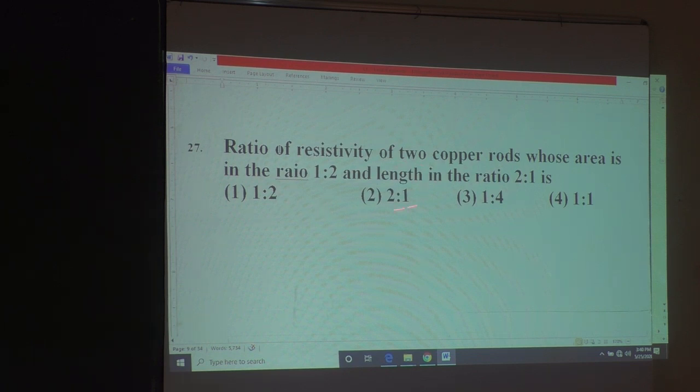So per unit length, per unit area of cross section, whatever be the length, whatever be the area of cross section, it is 1:1. Resistivity does not depend on length and area. It depends only on the material. Both are copper rods, so no problem. We will move on to the next question.